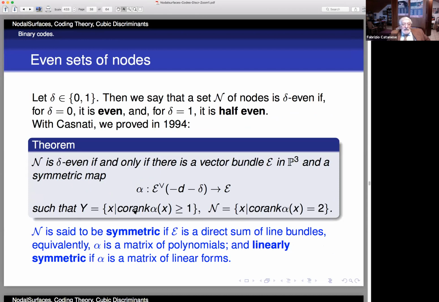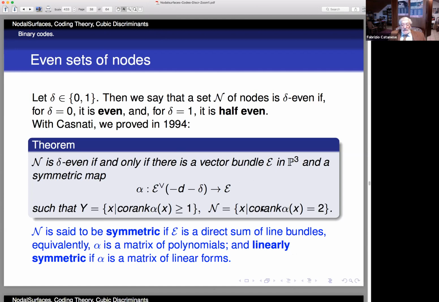So theoretically, as conjectured by Barth and myself, there is a theoretical answer. For an even set of nodes, we just say delta-even, so even or half even, where delta is just 0 or 1. N is delta-even if and only if there is a vector bundle E on P3 and a symmetric map alpha from E dual twisted by minus D minus delta to E, such that the surface is the set of points where the corank of this symmetric map drops by 1, and N, the set of nodes, is the set of points where the corank of this map is 2. We say that N is symmetric if E is the direct sum of line bundles, which means that alpha is a matrix of polynomials, and linearly symmetric if alpha is a matrix of linear forms.